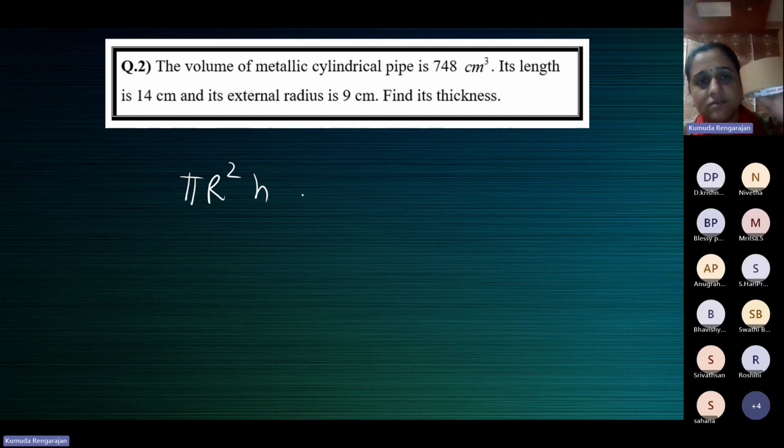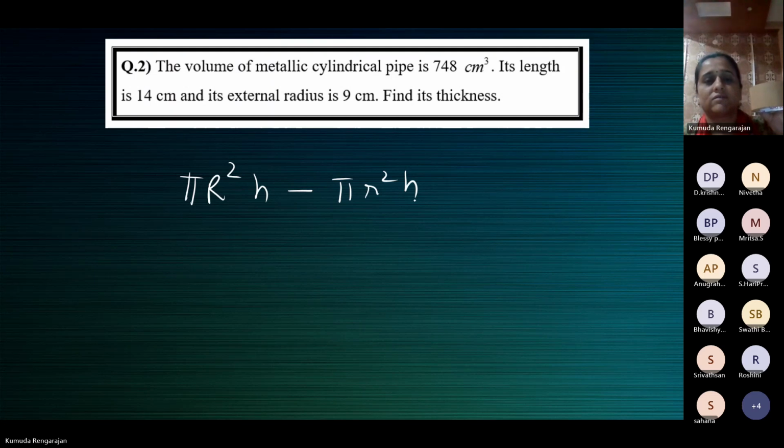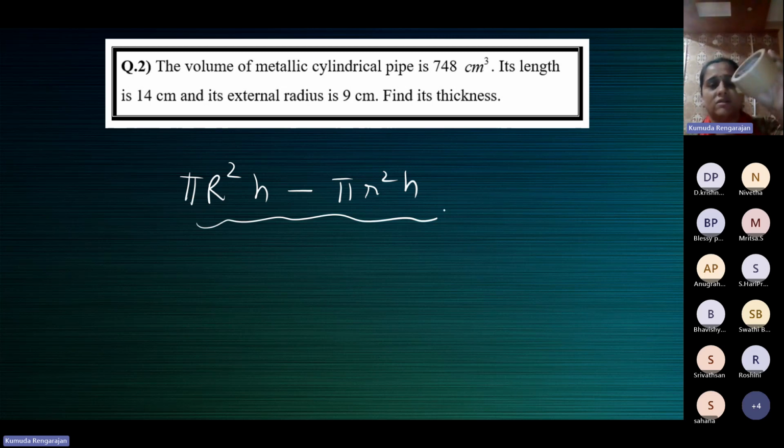Now from this cylinder, you're removing a cylinder from the center of the same height but a smaller radius. You've removed that. So if you remove, volume reduces, no? So minus pi r square h. So this is the resultant volume. This is the volume of the hollow cylinder which I have now.